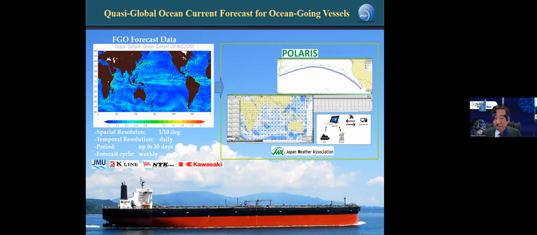In a demonstration experiment with NYK line, almost 10% fuel savings was achieved on a route from the east coast of Taiwan to Tokyo, Japan. Now, we and the Japan Weather Association are contributing toward zero emissions by providing ocean forecast through the Polaris navigation service, which suggests an energy efficient route that reduces fuel consumption.